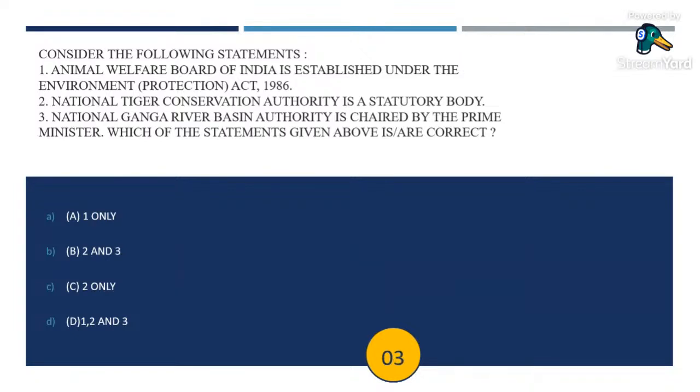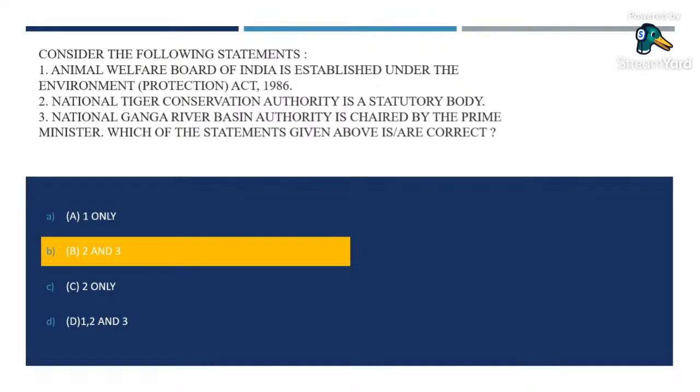Now, this Animal Welfare Board has been established under the Prevention of Cruelty to Animals Act 1960. National Tiger Conservation Authority is a statutory body under the Ministry of Environment, Forest and Climate Change. It was established in 2005 following the recommendation of the Tiger Task Force. It was constituted under the enabling provisions of the Wildlife Protection Act 1972 as amended in 2006 for strengthening tiger conservation as per powers and functions assigned to it. The Ganga authority is headed by the Prime Minister. So the correct option here is 2 and 3.